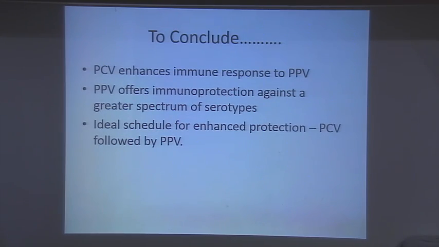To conclude, the pneumococcal conjugate vaccine enhances the immune response to your polysaccharide vaccine. So it is an additive effect. There is no point in saying one is superior to the other. They work in synergy. They help to enhance the immunity. And your polysaccharide vaccine offers you immunoprotection against a greater number of serotypes. So the ideal formulation would be to give a patient a conjugate vaccine, follow it up with a polysaccharide vaccine, to give the patient the maximum benefit.